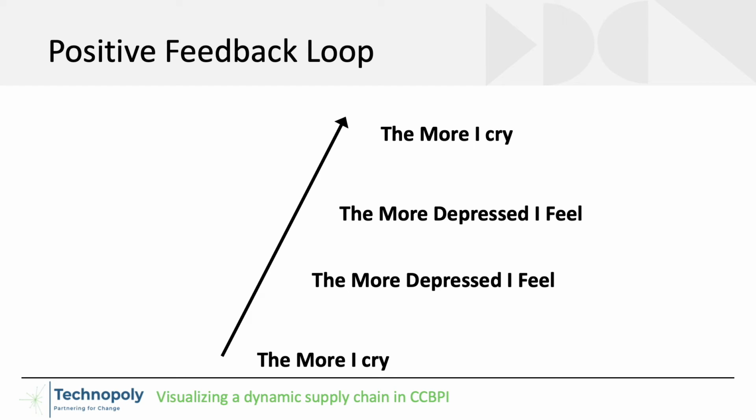Hence, the more I cry, the more depressed I feel. The more depressed I feel, the more I cry. And as you keep on looking at this pattern, this is a very good example of a vicious cycle where one leads to more and more levels of depression.